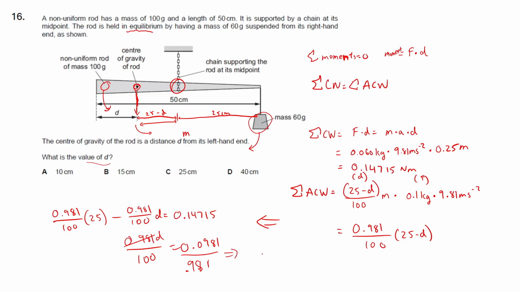So then you get d over 100 is equal to 0.01, I think. And then we can multiply by 100, and we get d is equal to, yeah, I did this wrong actually. 0.0981 divided by 0.981. You should get 0.1, sorry. And if you multiply by 100, you get d is equal to 10 centimeters. And that is our answer, I think.